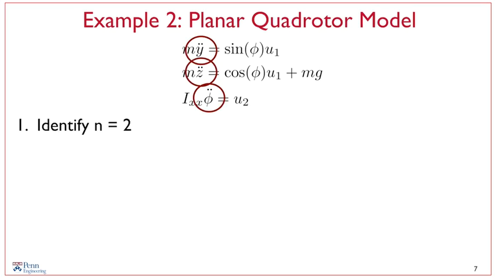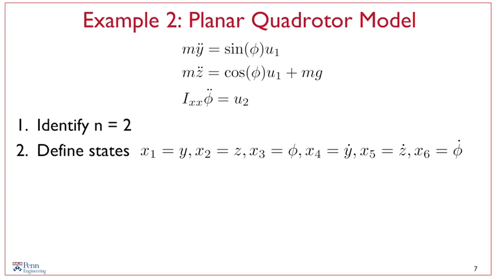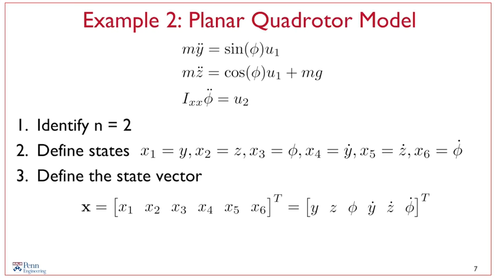Next, we essentially must carry out the required steps for each variable. Because n equals 2, we need to define states for the position and velocity of y, z, and phi. This gives us a system with 6 states. These 6 states are placed into one state vector.